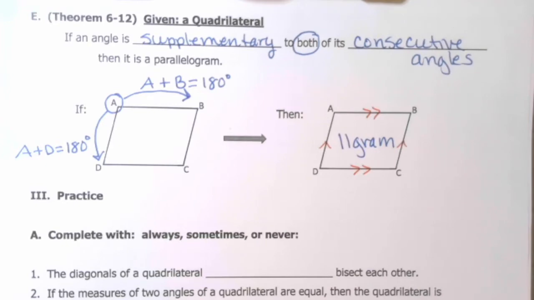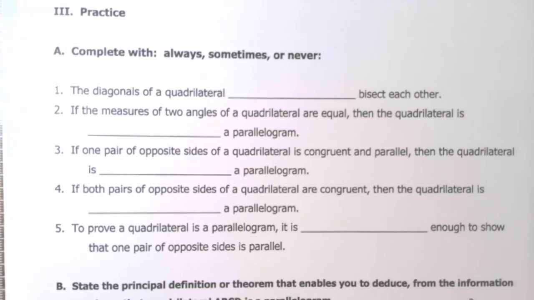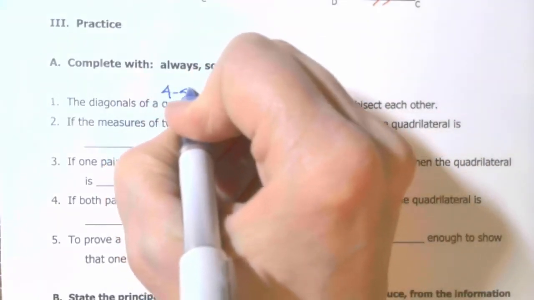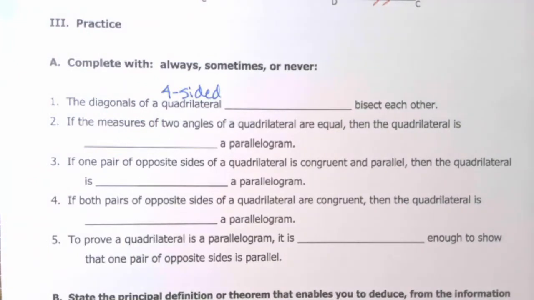Okay, we're going to do some practice, and I want to help you strategize how to do these always, sometimes, or never questions, which most students find quite challenging in this section. Okay, so let's look at the first one. The diagonals of a quadrilateral, and again, a quadrilateral just means it's a four-sided figure, blank, bisect each other.